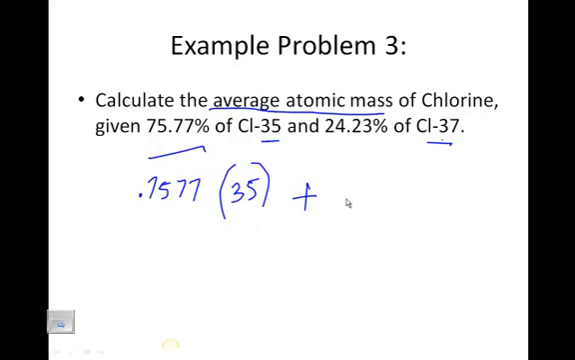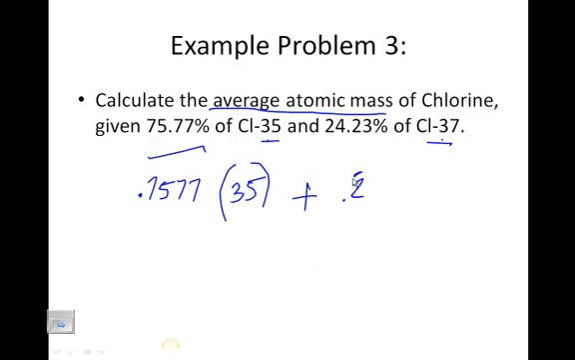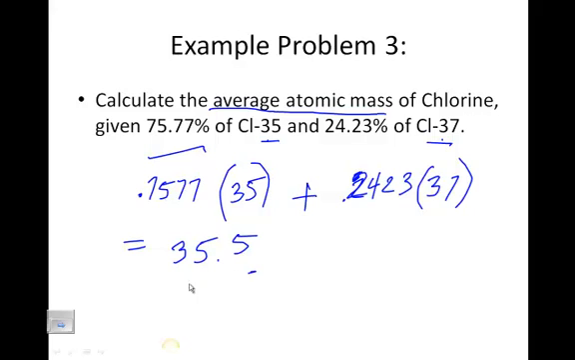Then you add it to the percentage of 37, 24.23 times 37. Alright, so if you add these two products together, you'll get roughly 35.5, which is the average, and it makes sense because, as we predicted, the average will be closer to 35 than 37.